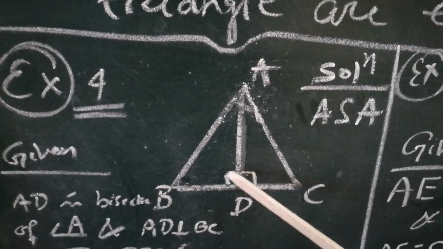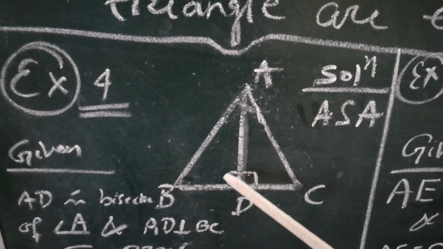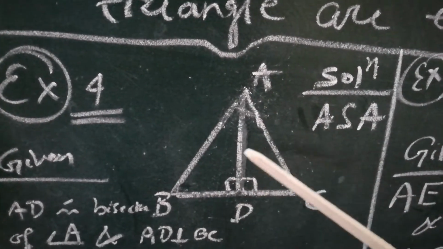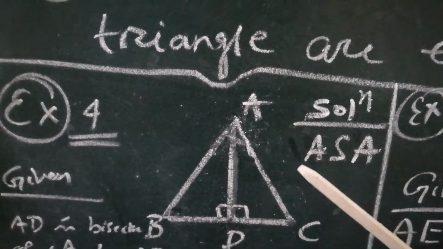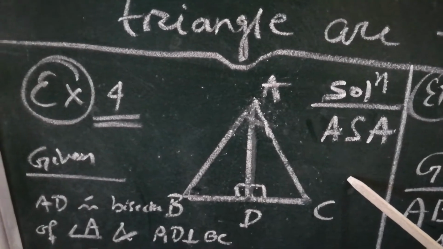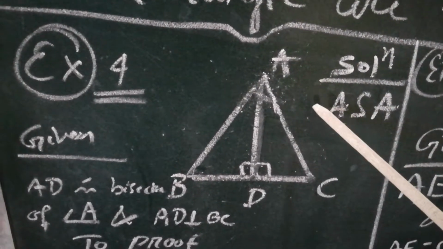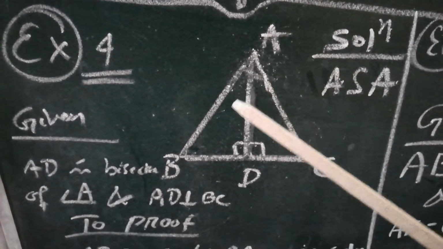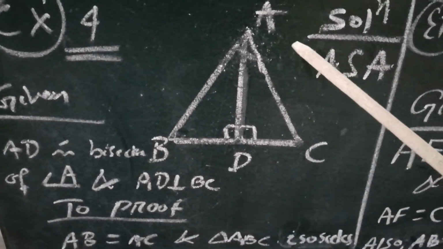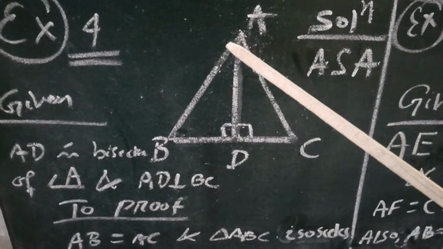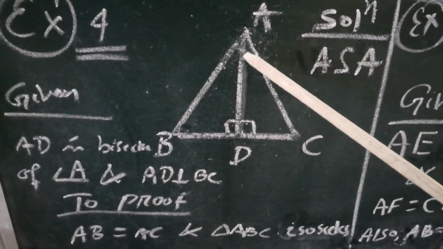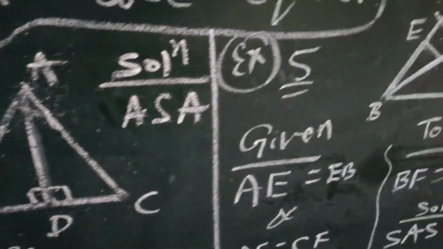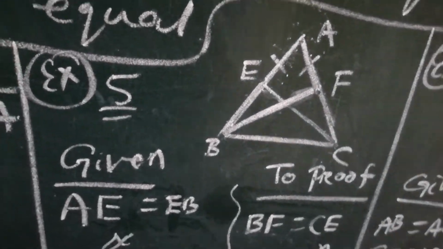Next, as AD is perpendicular to BC, this angle, that means ADB equals ADC equals 90 degrees. In this way the ASA congruence rule is established, and we can say that triangle ABD and triangle ACD are congruent. Then, as per the CPCT rule, AB is equal to AC, and as AB is equal to AC, we can establish that this triangle is isosceles. Okay, so simple. Next we will proceed to example 5.